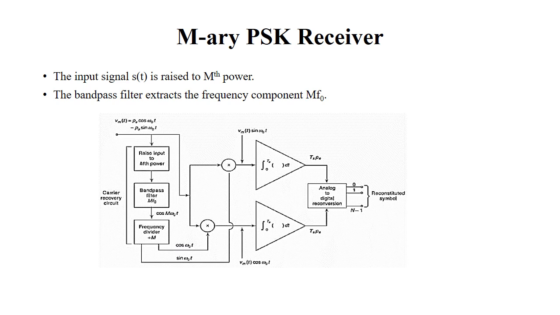Next one is M-ary PSK receiver. So here it is similar to the QPSK receiver side, but the input signal S of t is raised to Mth power. So the band pass filter will extract the frequency component M f0 and this frequency is divided by M to obtain the carrier frequency f0. So the coherent carriers are generated and applied to two multipliers. That is, the outputs of the multipliers are given to the integrators. So the integrators will integrate over the period of Ts is equal to N Tb.